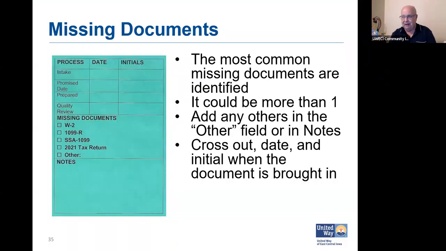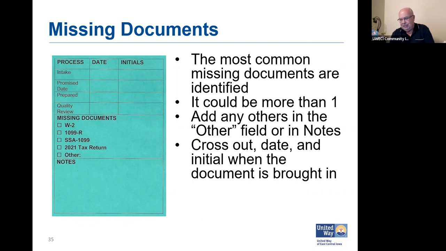Again, we have this sticker on the folders now. The missing documents are identified. It could be more than one of them. It could be they're missing a W-2 and a 1099-R. There are cases where we really want that 2021 return. We have to have it. Anything else, you write in the notes field.